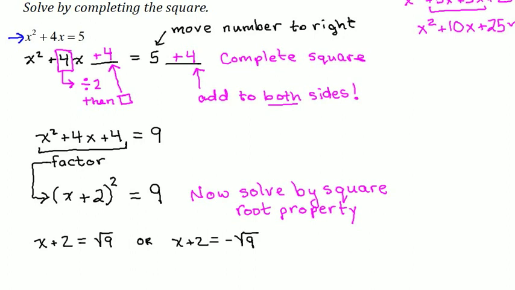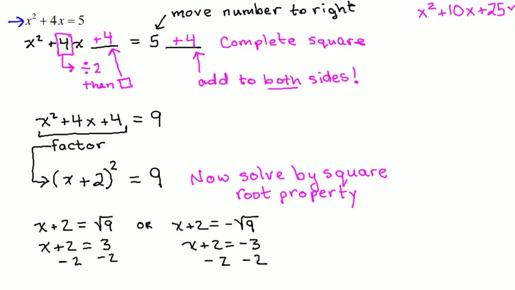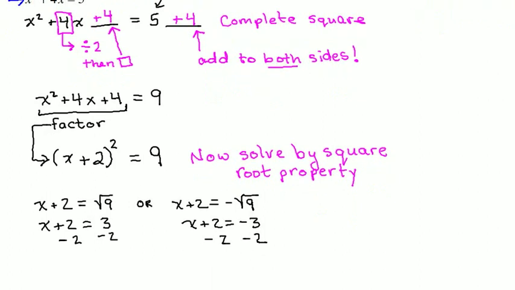And of course the square root of 9 is 3, so this becomes x plus 2 equals 3, x plus 2 equals minus 3, carefully subtracting 2 from both sides, then gives us x equals 1 and x equals negative 5.